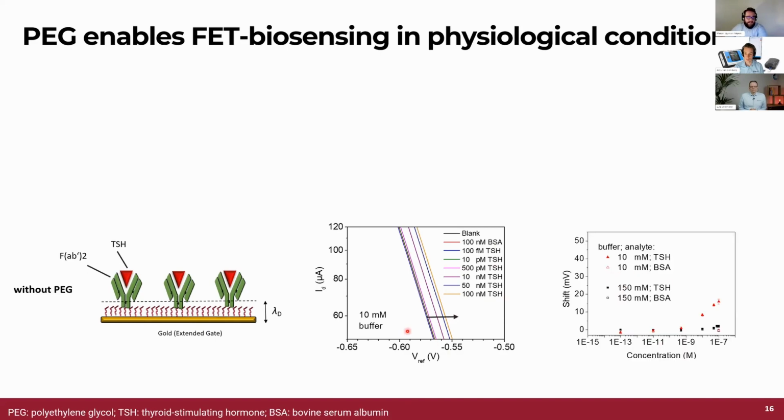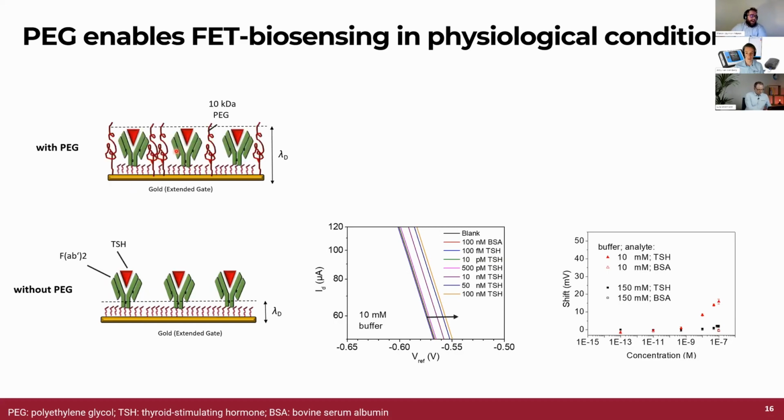Again, it was read out for a specific value of current, and you can see here that in low ionic strength, we can see some specific interactions with the TSH, and for high ionic strength, the black squares here, there's basically nothing. The situation changed when we added this additional 10 kilodalton polyethylene glycol.